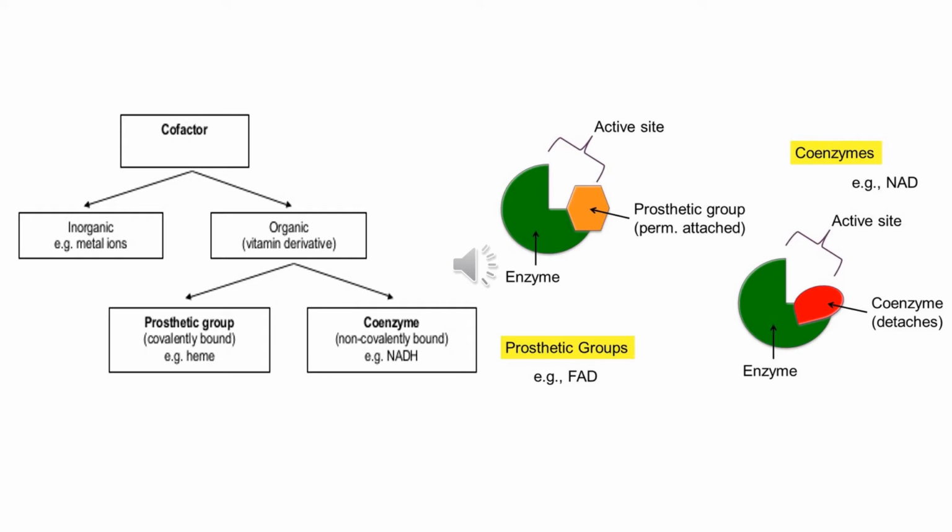Then we have the other class of organic cofactors called the coenzymes. The coenzyme is a loosely bound organic cofactor, for example, the NAD cofactor. This NAD cofactor is held with the help of a non-covalent interaction, so it is loosely bound.